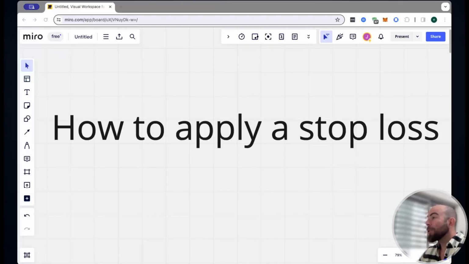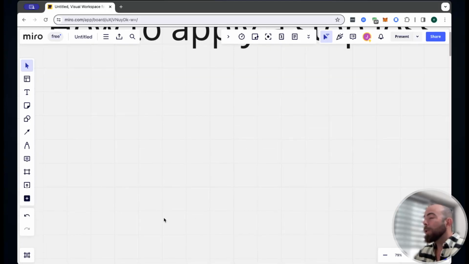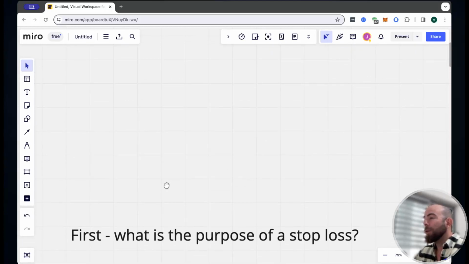Today we're going to talk about stop losses and more specifically about how to apply stop losses. This is a question I'm getting quite a bit lately and I wanted to clarify it for you ladies and gents. So before we understand how to apply the stop loss exactly, we need to understand the purpose of the stop loss, right? We need to understand, why do we need a stop loss?